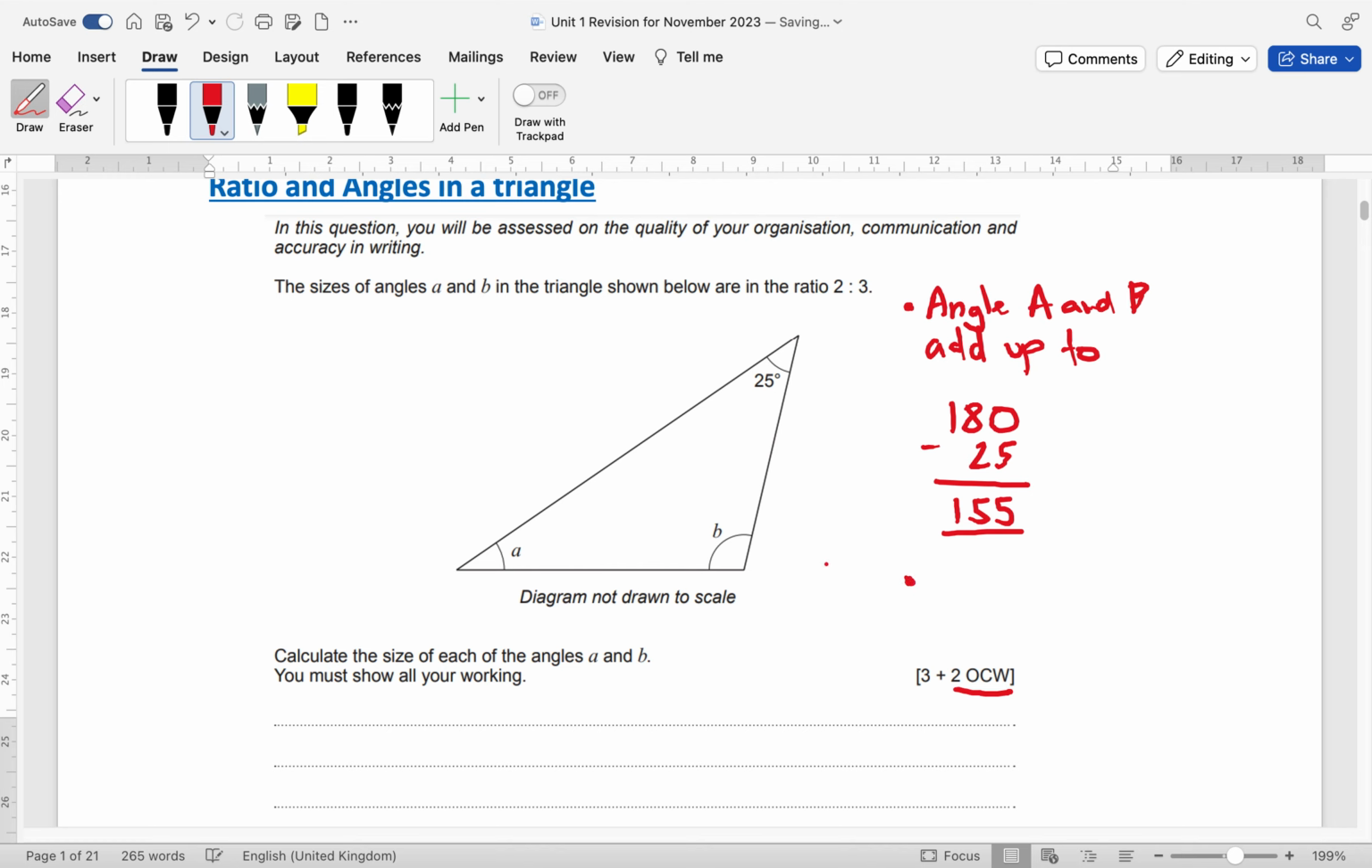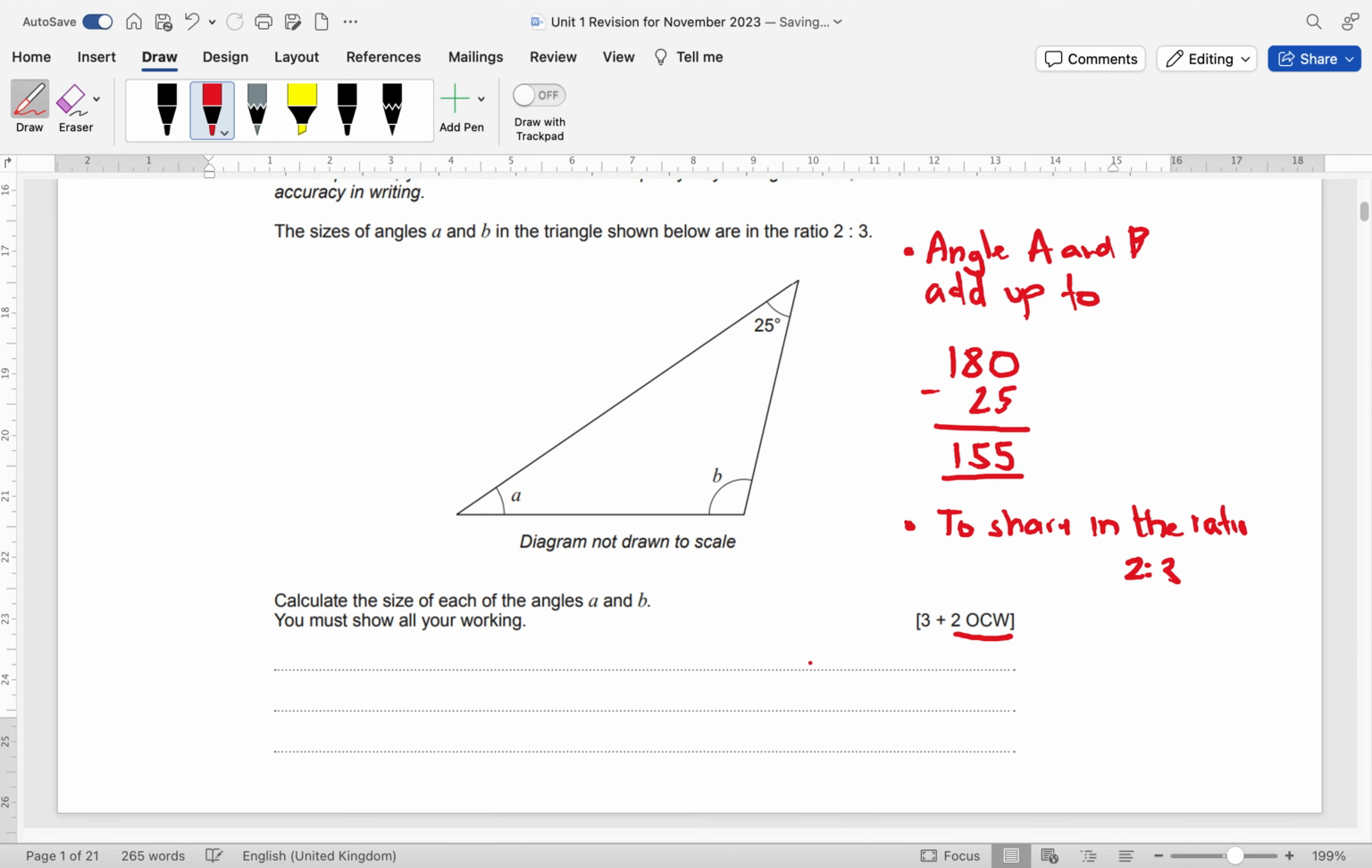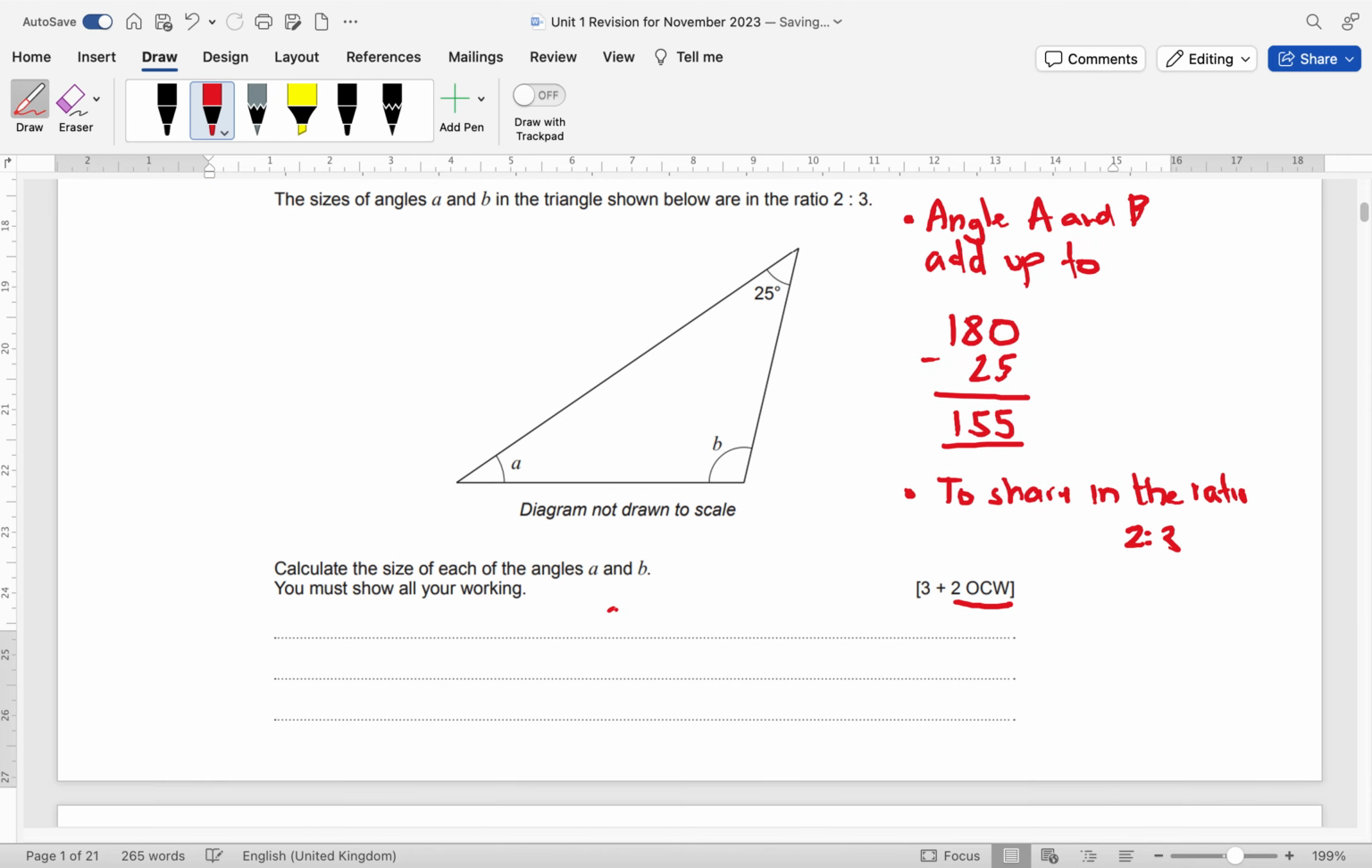So I'm keeping this nice and structured what I'm doing. The next thing I want to do now is share that in the ratio 2 to 3. Now, I'm going to keep going here because there's not a lot of room, but this needs to be structured for you, okay? So the layer of the sum is there are 5 parts to this ratio. I need to share the 155 into 5 parts. Again, you could do a little bit of working out for that, but that's 31.